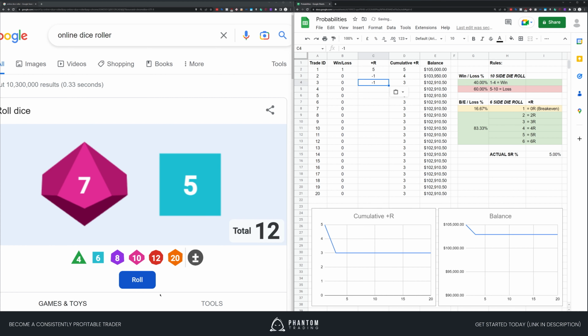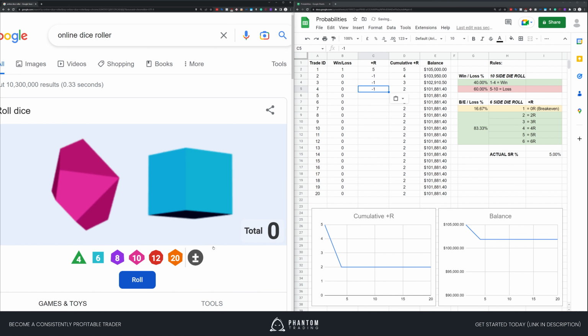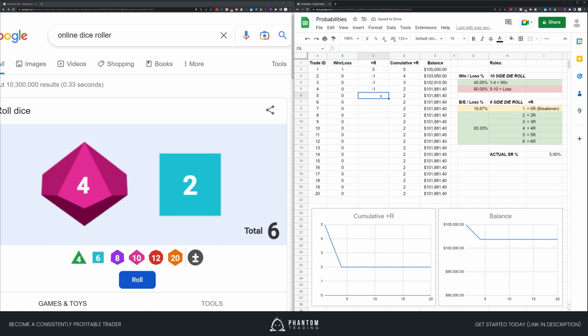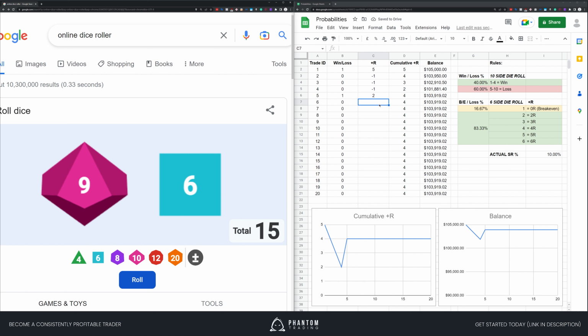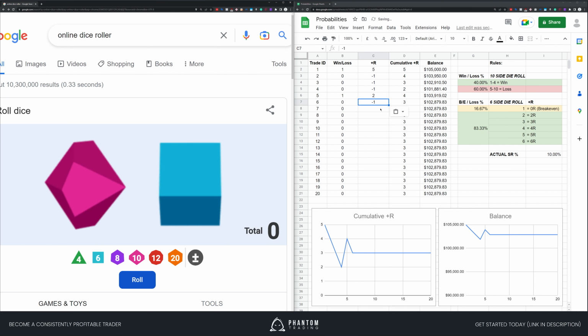Okay, you rolled a 7, that's another loss. I'm just going to go a little bit faster here. 5, that's another loss. 4 and a 2. Okay, so we made 2R on that trade. It's good, we recovered a little bit, and we're still up. We rolled a 9, that's another loss.